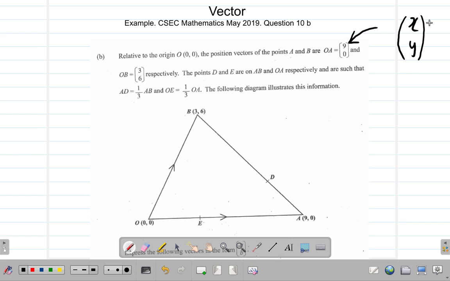Remember, x tells you whether you are moving left or right. Positive is to the right, negative to the left. Y tells you whether you move up or down from the origin. Upwards is positive, downwards is negative. Remember those things.